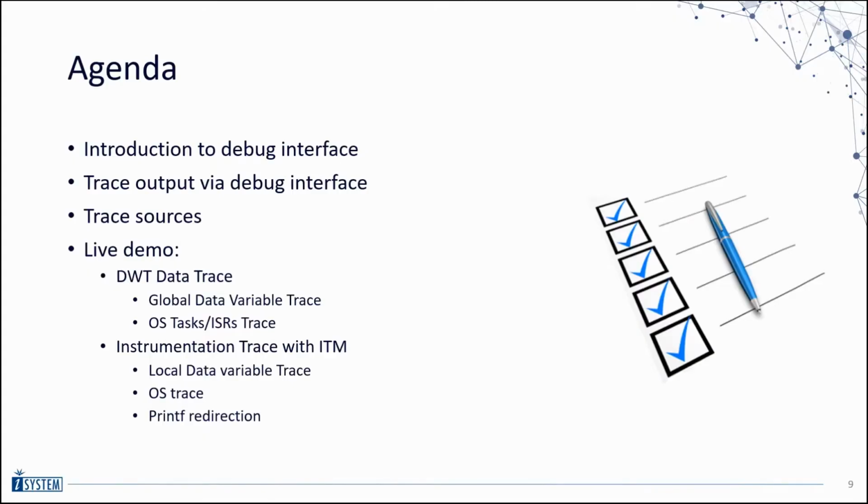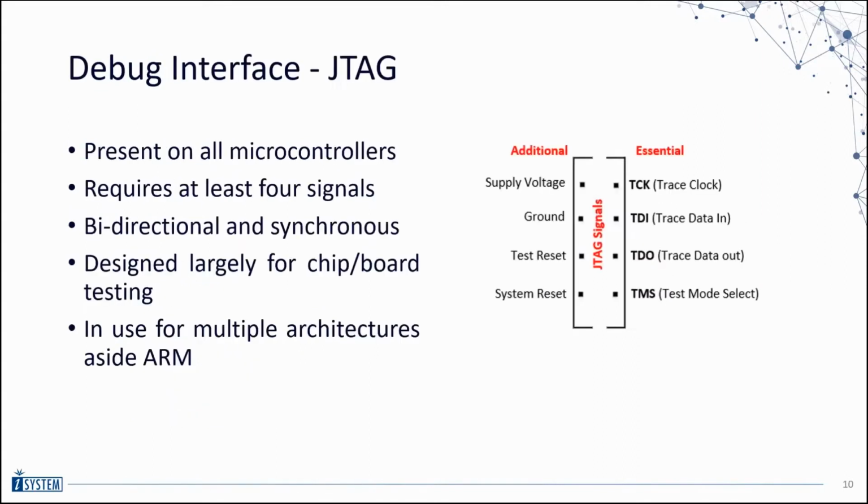So let's start with the JTAG debug interface. JTAG is a common hardware interface that provides us a way to communicate directly with the chip. It is present on all ARM architectures, or aside from ARM. It requires a minimum of 4 essential signals: TCK, TMS, TDI, and TDO. JTAG is a bidirectional and synchronous debug interface which can be used for debugging and flashing microcontrollers. It's a reasonably fast interface, in the range of several tens of megahertz.